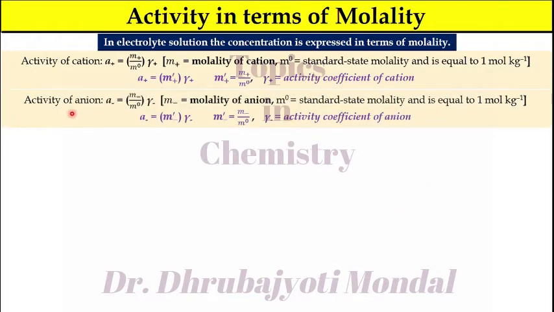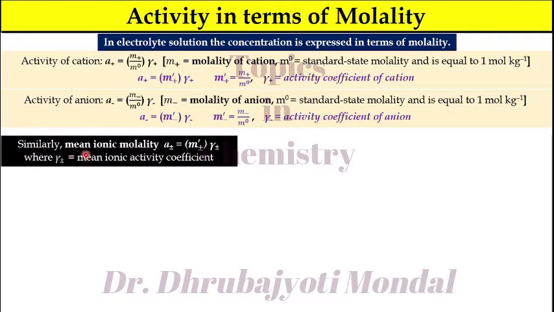Now consider the activity of an anion. So a minus, the activity of the anion, is equal to m minus divided by m0 into gamma minus. Again, m minus is the molality of the anion, and m0 is the standard state molality, equal to 1 mole per kg. So you can write a minus is equal to m prime minus into gamma minus, where m prime minus is equal to m minus divided by m0, and gamma minus is the activity coefficient of the anion. So again for an anion, the activity of the anion is equal to the concentration of the anion into the activity coefficient.